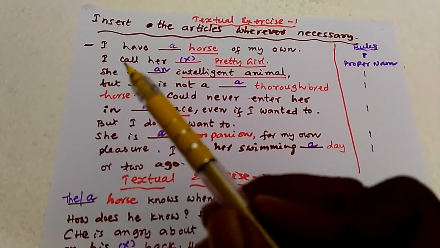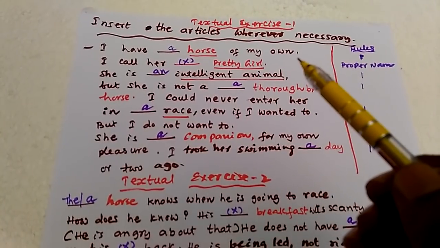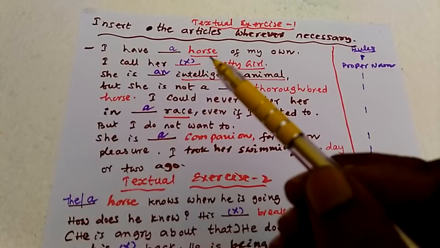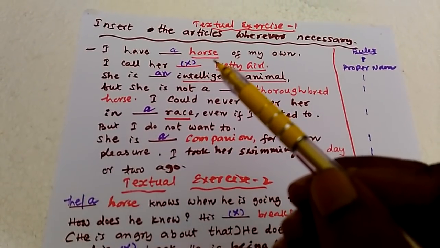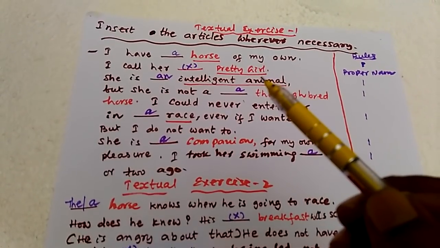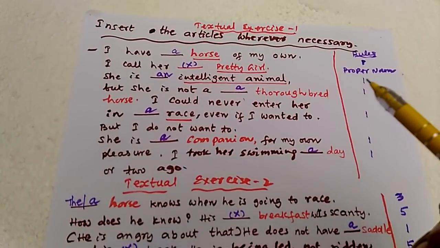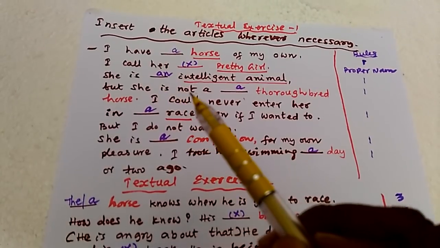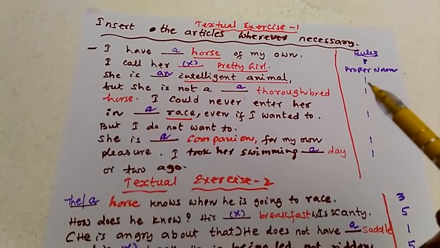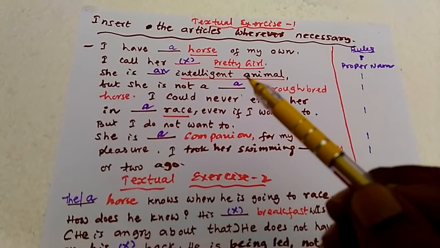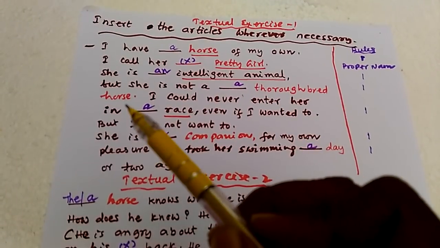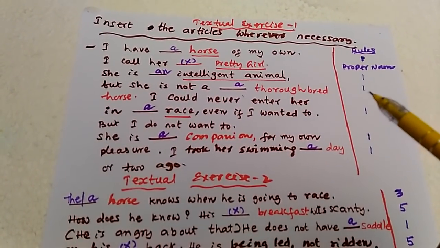For example, I have a horse of my own. Here, this horse is an unidentified one to the reader or the listener. So we have written a here. This is the rule number 1. Here it is a proper noun, so no article is used here. And she is an intelligent animal. The rule number 1 can be followed here. And but she is not a thoroughbred horse. This is also where rule number 1 follows.